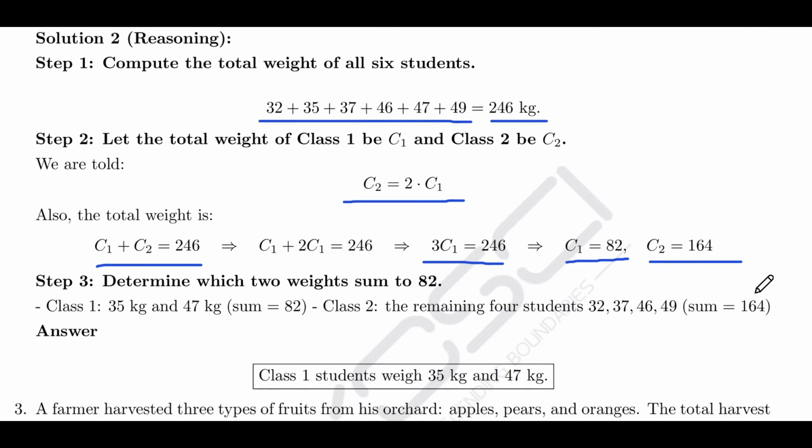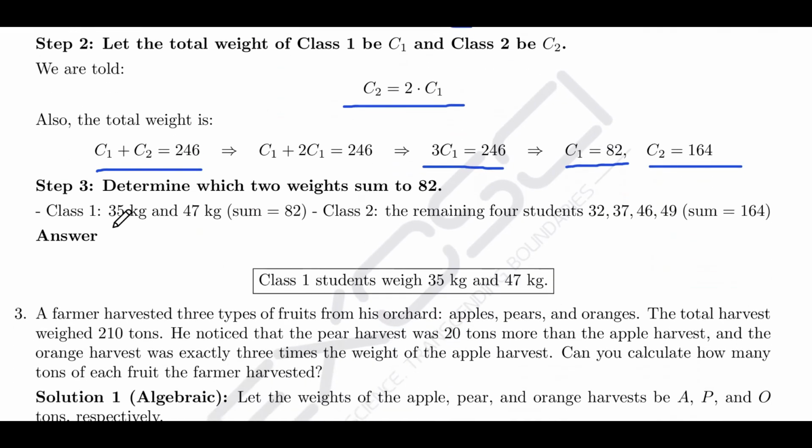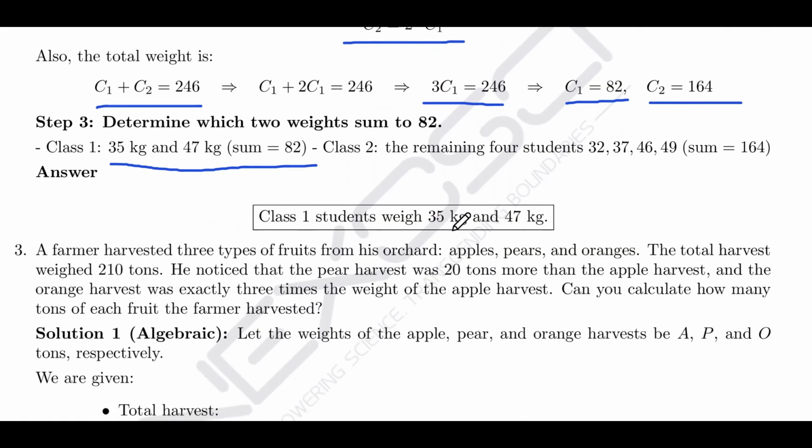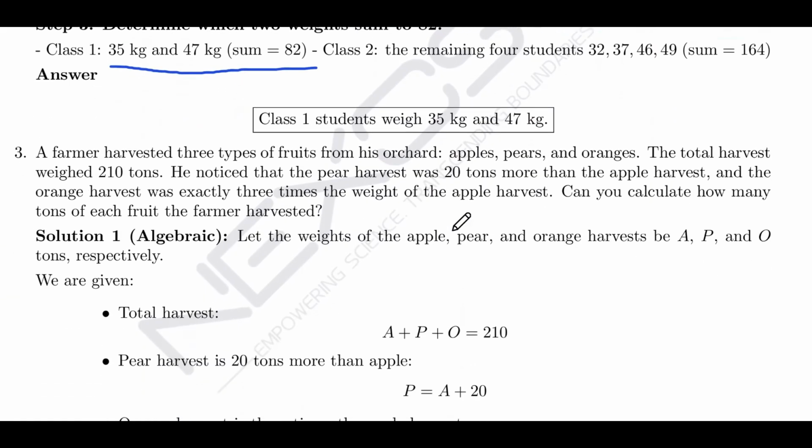Now we just look at our list of weights and find a pair that adds up to 82. A quick check reveals that 35 plus 47 equals 82. Therefore, the students from Class 1 are the ones weighing 35 and 47 kilograms. Moving on to our third example, let's look at a farming problem.